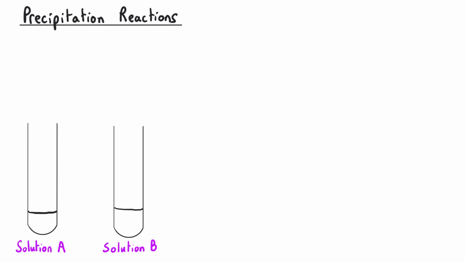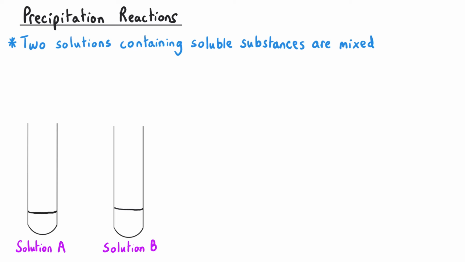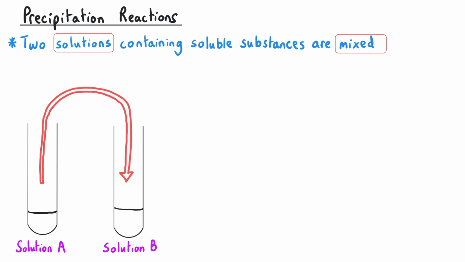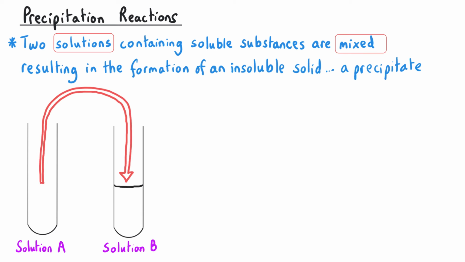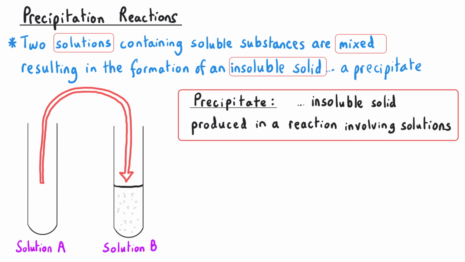2 of the tests for negative ions involve the formation of a precipitate in a precipitation reaction. A precipitation reaction occurs when 2 solutions containing soluble substances are mixed together, resulting in the formation of an insoluble solid called a precipitate. This solid appears as a cloudy or grainy substance in the liquid, and gradually it will settle at the bottom of the tube, or maybe it can be filtered out.